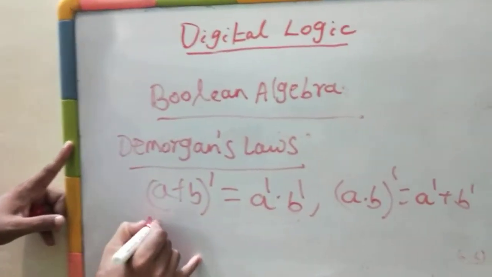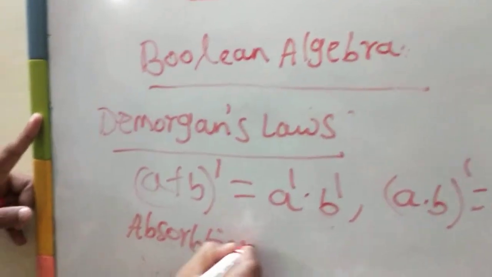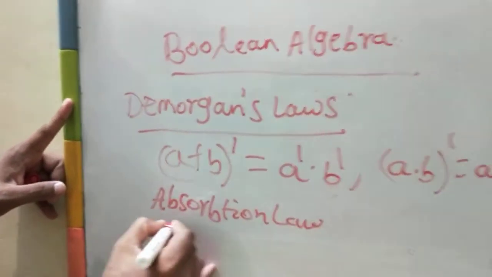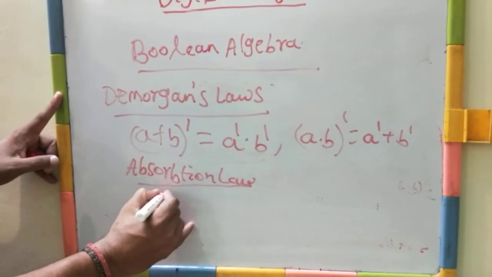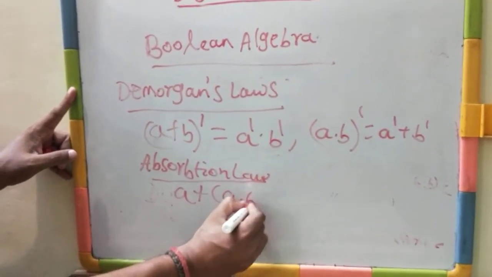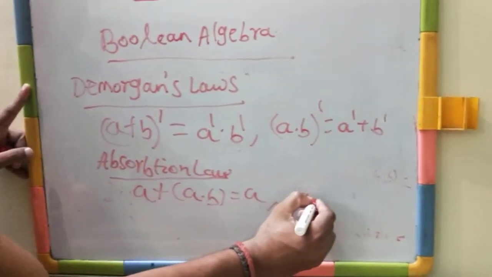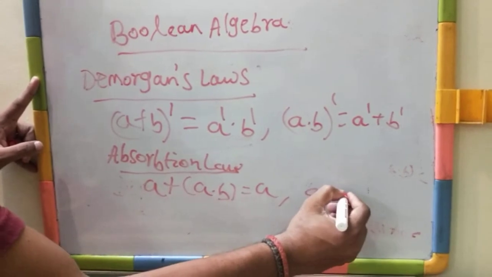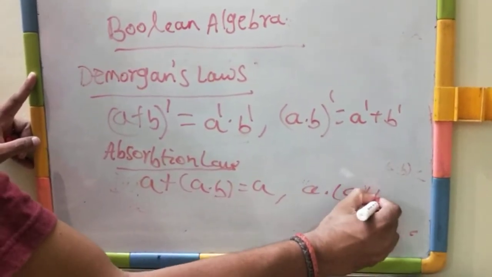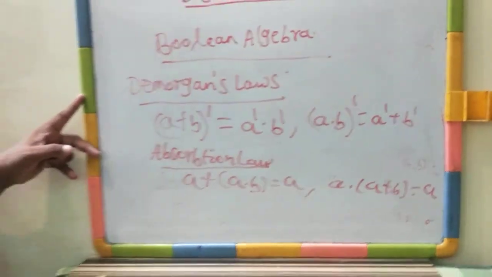Then the absorption law. A + A · B equal to A, and A · (A + B) equal to A. This is called the absorption law.